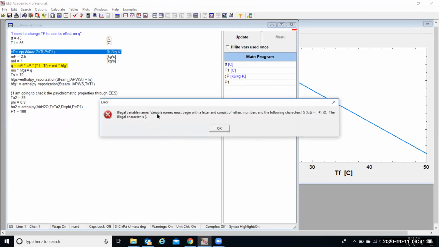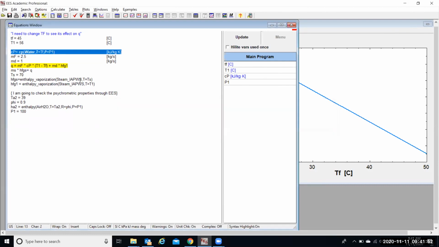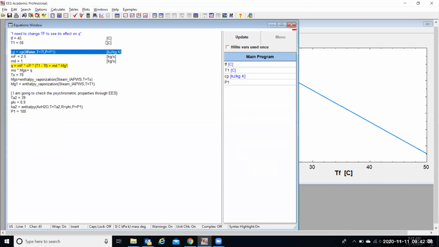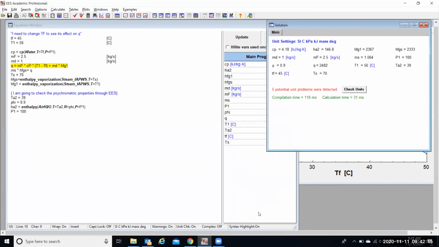It tells that illegal variable names must begin with a letter. It's not seeing that what I'm doing is basically a letter. So again, it is CP. Oh, I think the unit which you write should not be there. Yes, you are right. This is because the units can be written whenever you have a numeric value, but whenever you have an equation, you cannot write the unit for it.